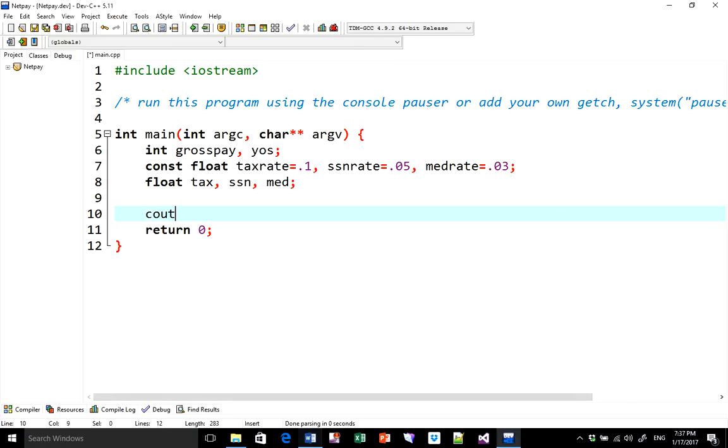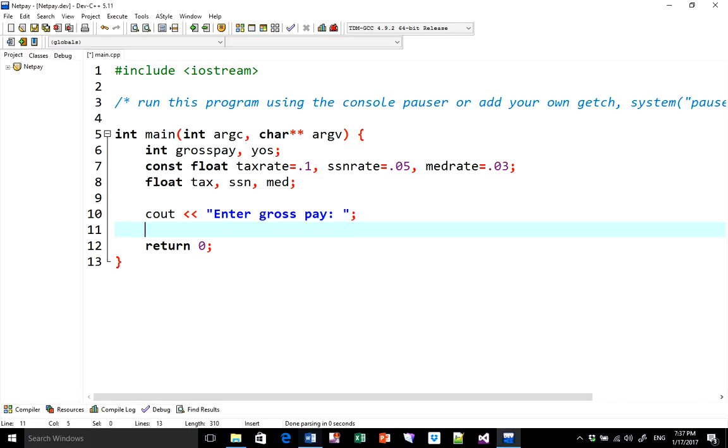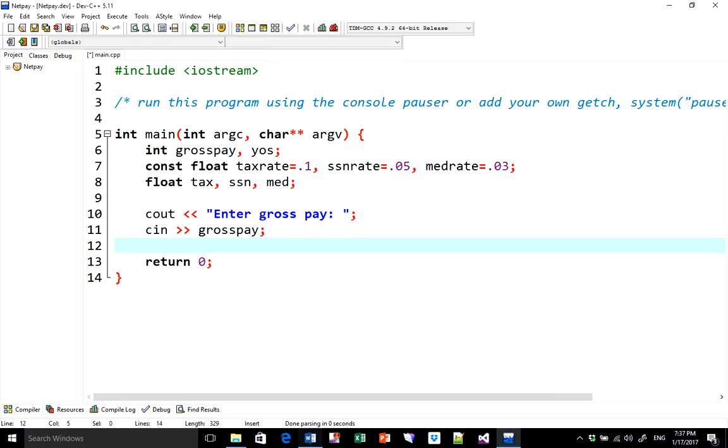So console out. I just want to make sure I got this because I always get confused with those lines because I don't really do this. Okay, enter gross pay. CIN. Then gross pay. Then now the years of service.